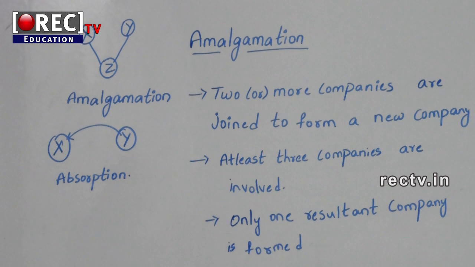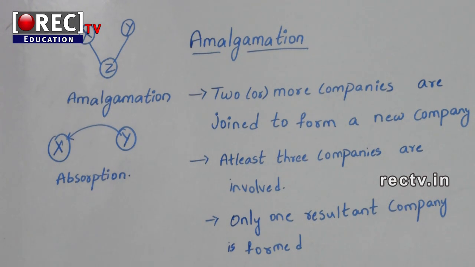Today we are going to see one of the topics in accounts, that is amalgamation. Before understanding what amalgamation is, let us take a simple example. Here there are two companies, X company and Y company. Both will join together and form a new company, here Z. That is nothing but amalgamation. That is, two or more companies are joined to form a new company.